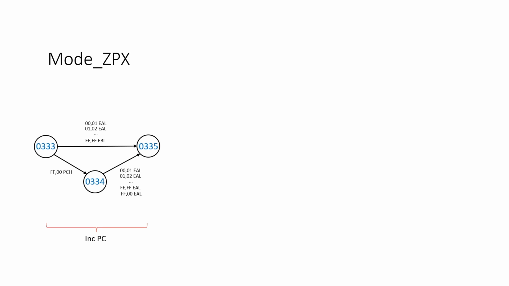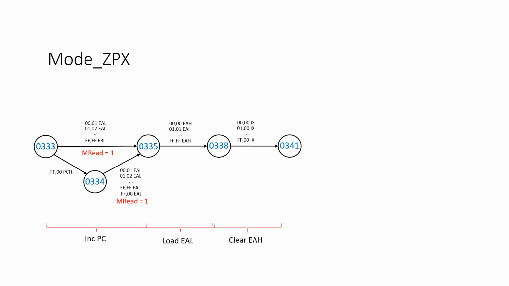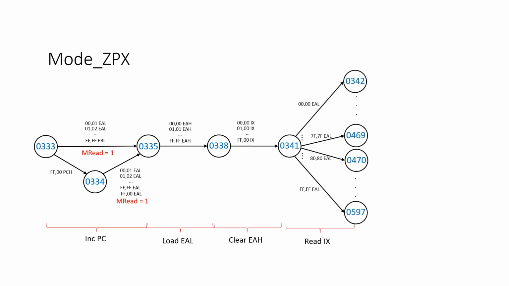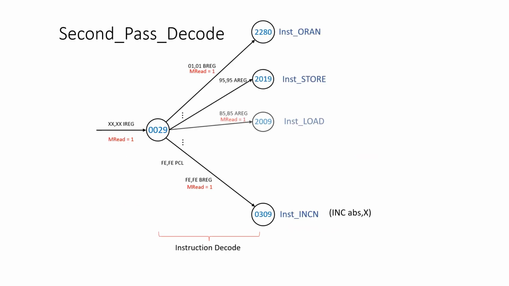In the mode 0 page X state machine, first we want to increment the program counter. Then we want to read main memory and store it in EAL. Clear EAH. Next, we encode the value of index X into our state number. Now obviously this is pretty expensive and takes up 256 states. We jump into the second pass decode machine.